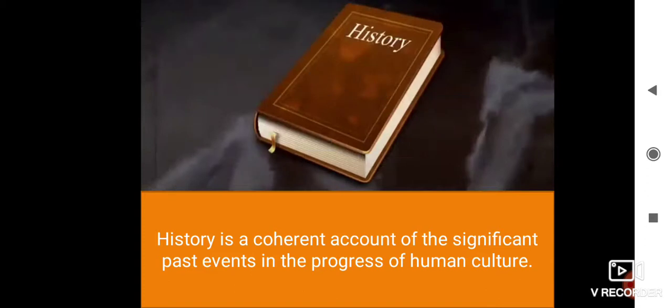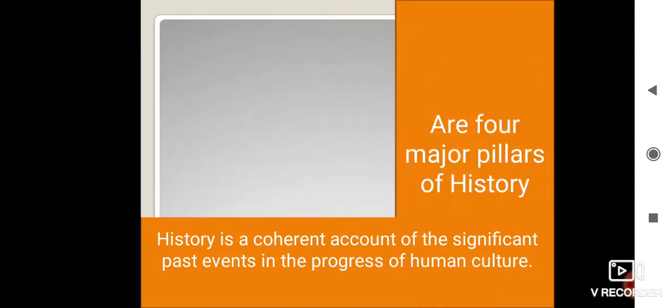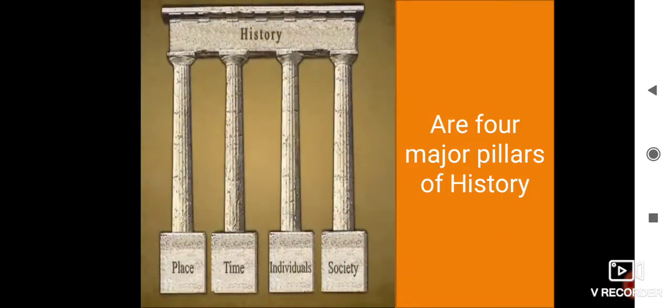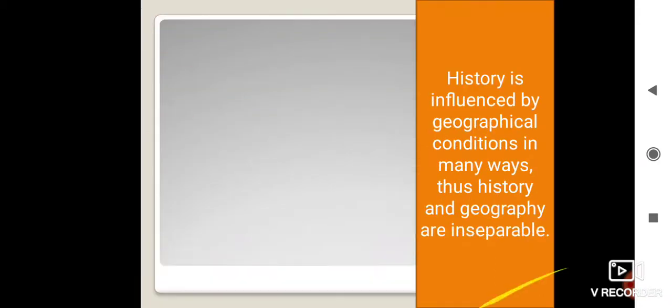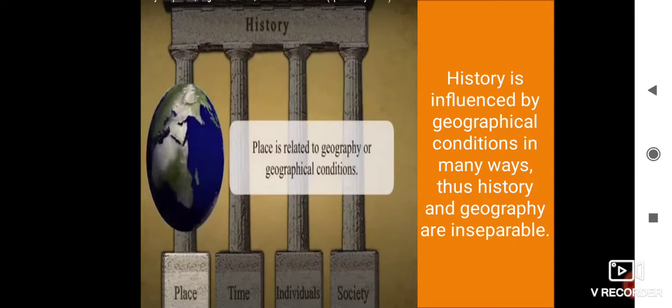History is a coherent account of the significant past events in the progress of human culture. Coherent means logical and consistent. Time, place, society and individuals are the 4 major pillars of history. We cannot write history without them. Of these 4 components, place is related to geography or geographical conditions. In this sense, history and geography are inseparable. Inseparable means cannot be separated.